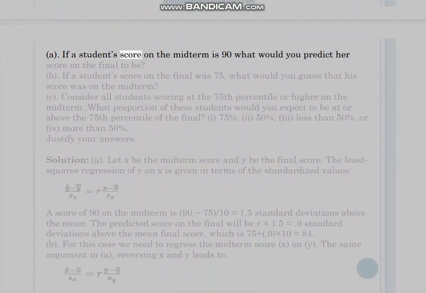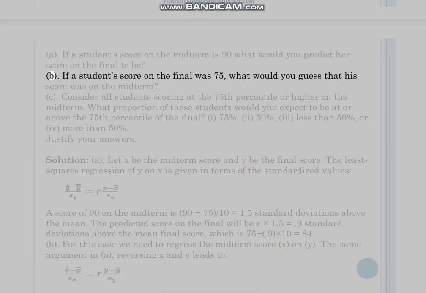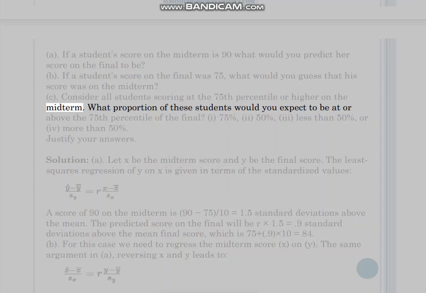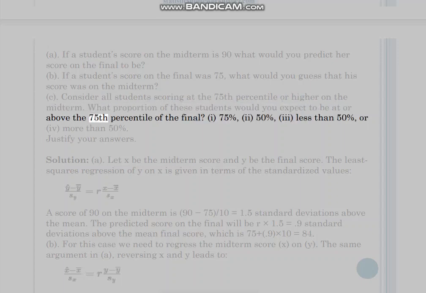A. If a student's score on the midterm is 90, what would you predict her score on the final to be? B. If a student's score on the final was 75, what would you guess that his score was on the midterm? C. Consider all students scoring at the 75th percentile or higher on the midterm. What proportion of these students would you expect to be at or above the 75th percentile of the final? 1. 75%, 2. 50%, 3. Less than 50%, or 4. More than 50%. Justify your answers.